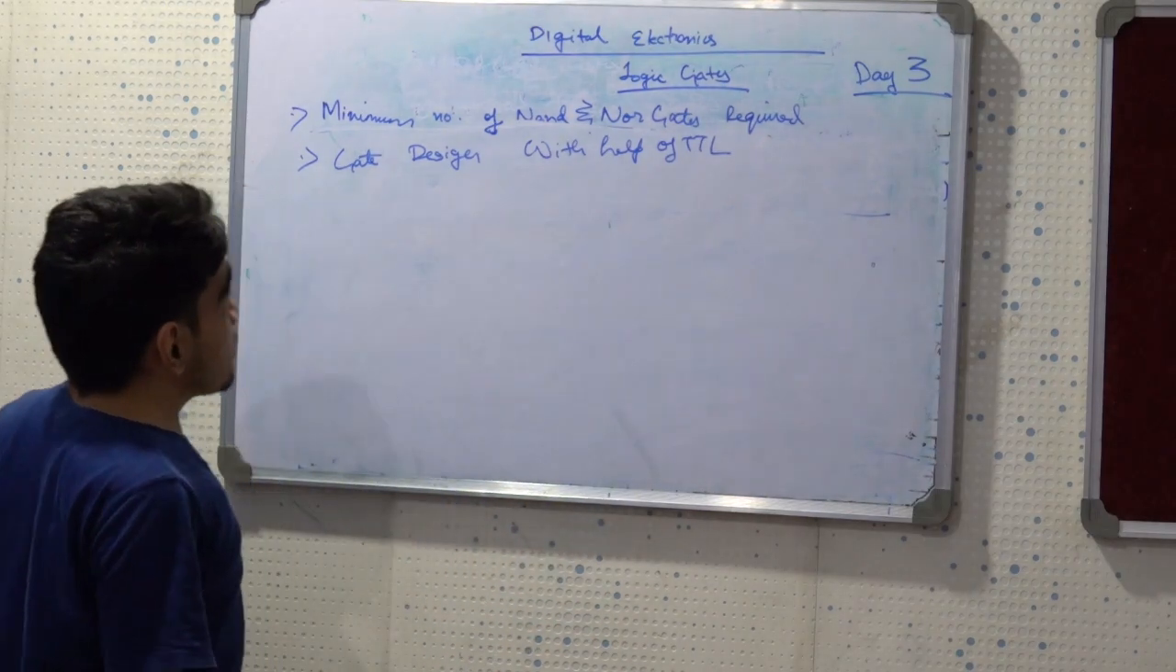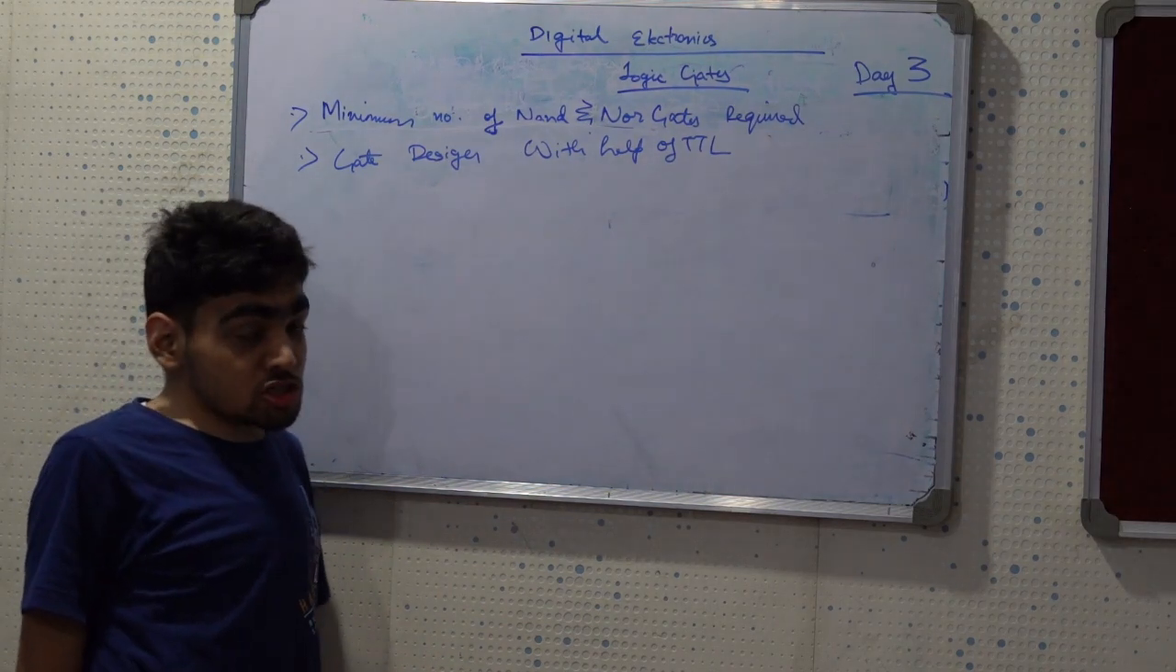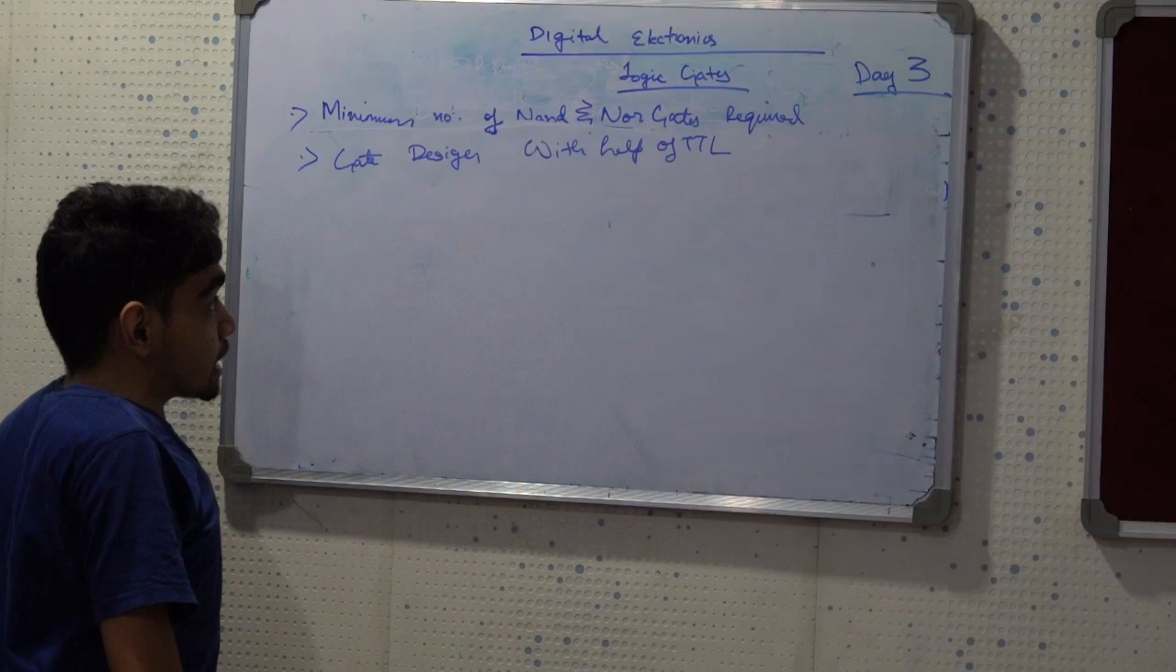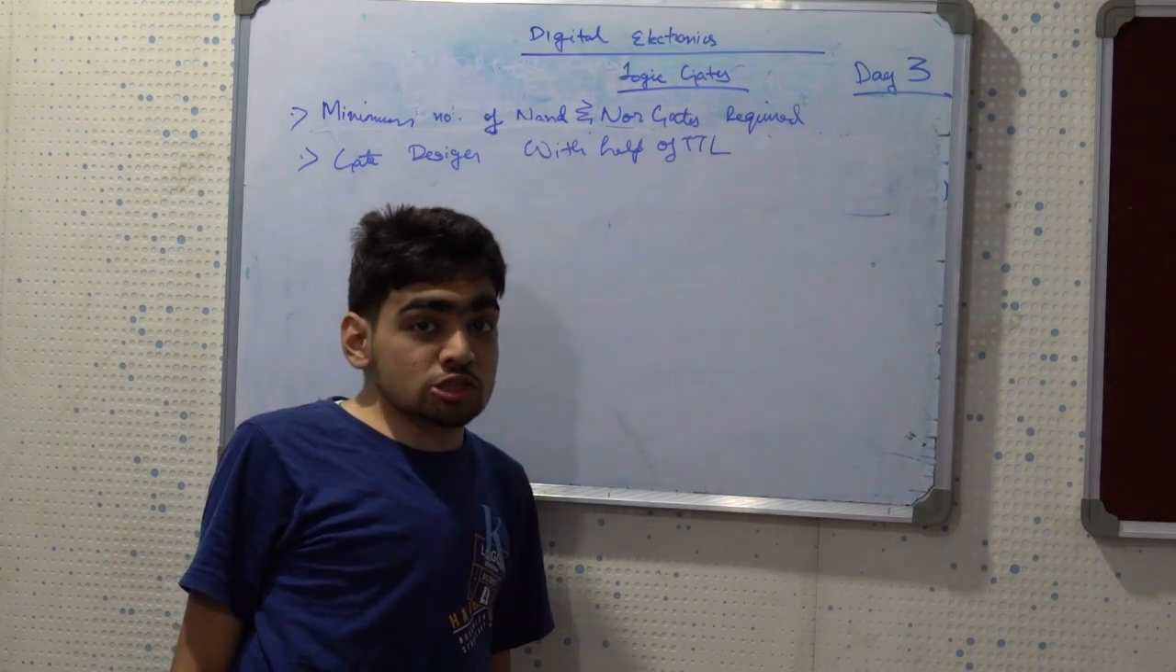Today we'll learn about the minimum number of NAND and NOR gates required for a particular expression, and also the gate design with the help of TTL, which is transistor-transistor logic.